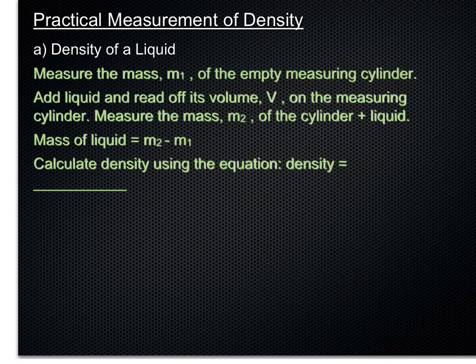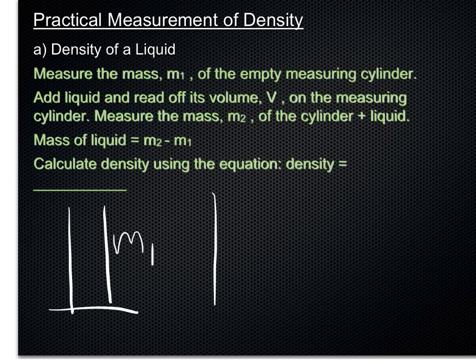Now we need to know how to measure the density of liquids and solids. Starting with a liquid, the way to do this is to take an empty measuring cylinder and determine its mass, and we'll call that M1. We can use an electronic scale to measure that mass. We then add a certain amount of liquid to that measuring cylinder, and we can easily measure the volume of liquid added just by looking at the scale.